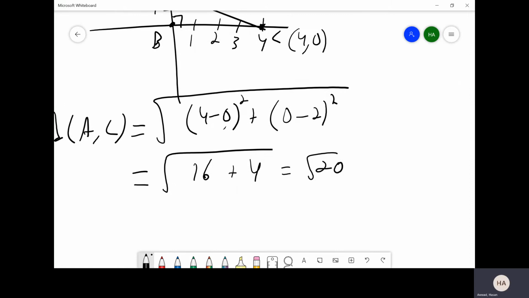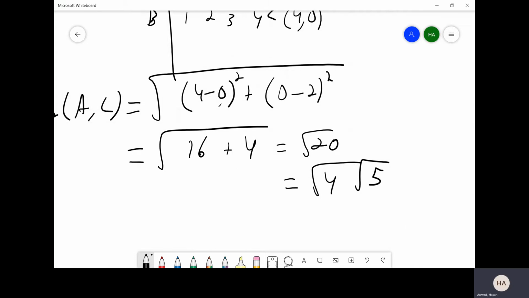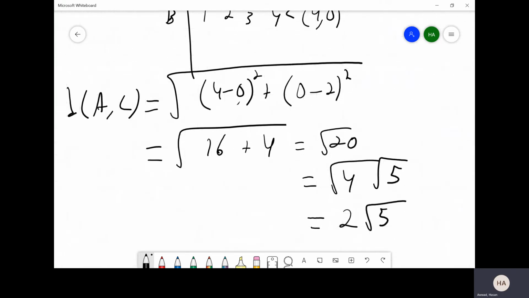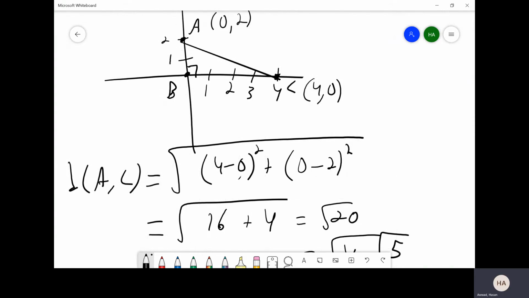Well, again, just as a refresher, you're trying to factor 20 such that one of the factors will be a perfect square, right? So that way you can do some cancellations. So square root of 20 is going to be the same thing as square root of 5 times the square root of 4, right? And square root of 4 is going to just cancel to give us 2. And so we get 2 square root of 5. So we've now shown that the distance between A and C is 2 square root of 5, which means that the length of side AC is 2 square root of 5.